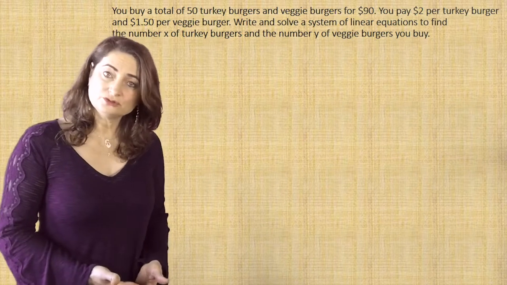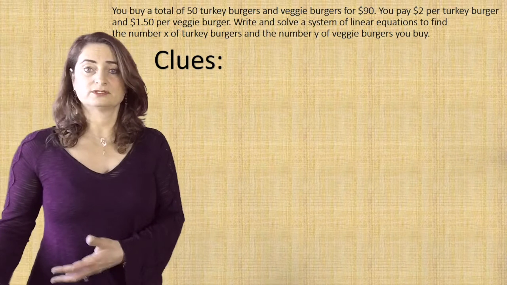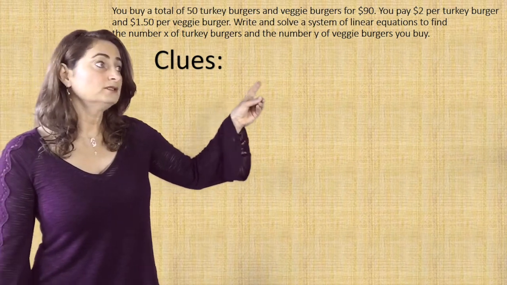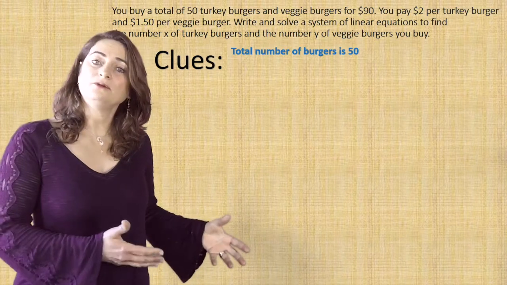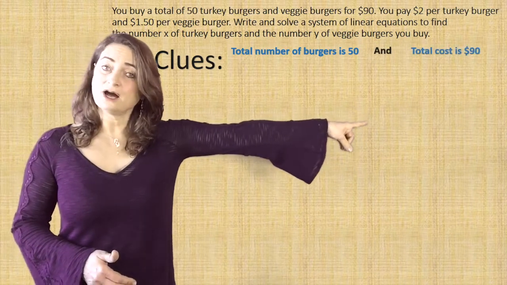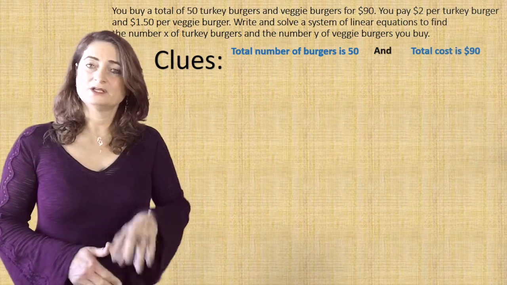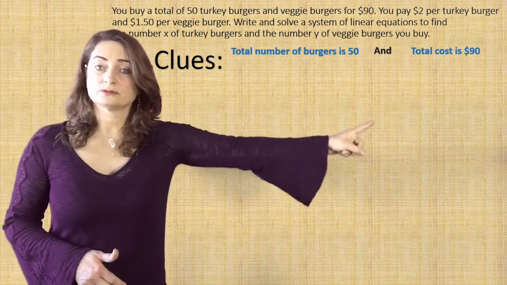The first thing to do is to write your clues. What information did they give you that I can use? Clue number 1, total number of burgers is 50. So I have a total of how many burgers I have, which is 50, and the total cost, how much money did I spend. So I know I need to write the equations in standard form because I have totals.